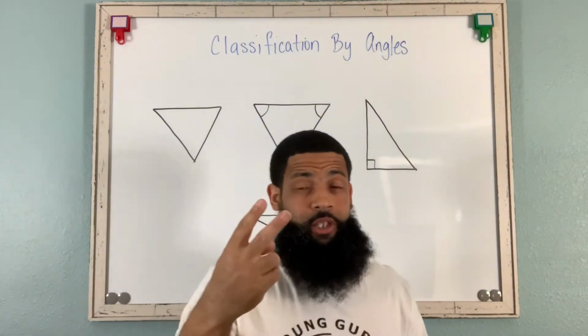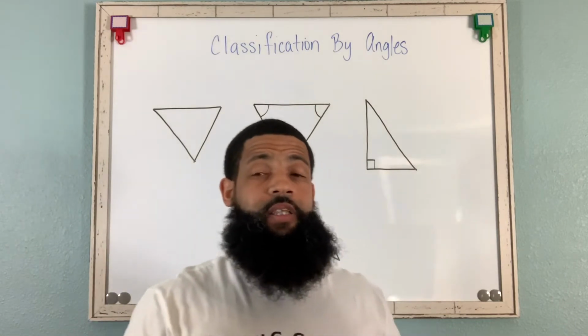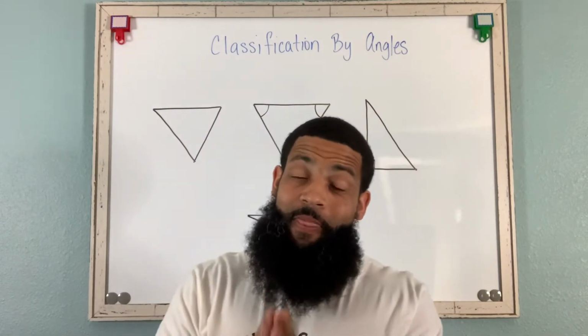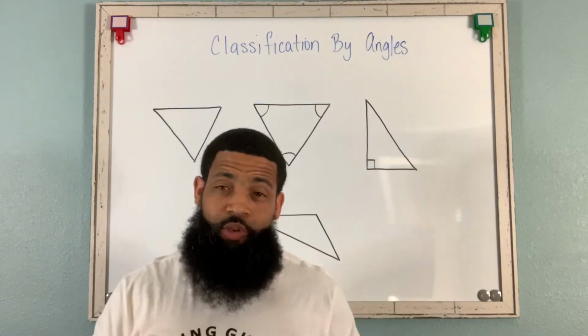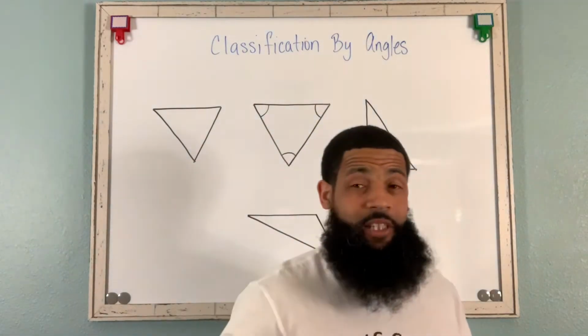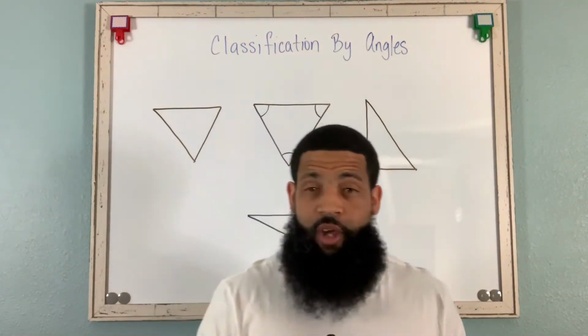In this video, I'm talking about classifying triangles by their angles. There are two ways you can classify triangles. You can classify them by the lengths of the sides, and you can classify them by the measures of the angles. As you can see, there are 4 different triangles behind me, so there are 4 different ways we can classify triangles by their angles.